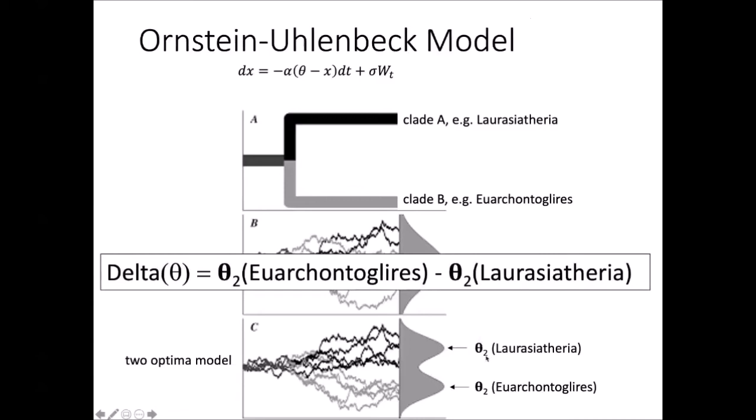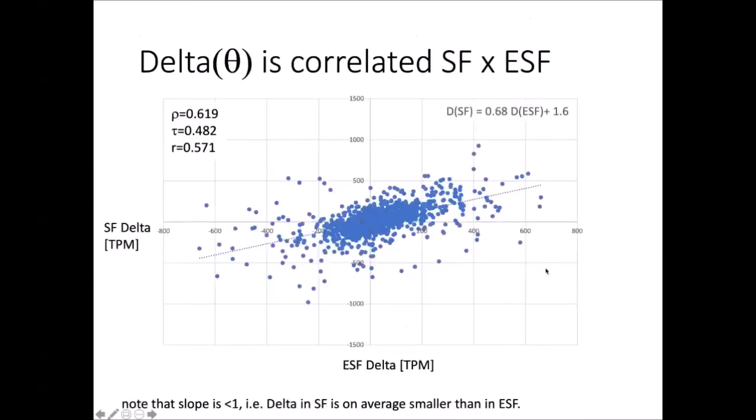And the way we calculate it is that if this is positive, then the expression in the Laurasiatheria is lower. One thing is that these delta values are calculated for the skin fibroblasts and the endometrial fibroblasts, and you also see here a positive correlation in this delta, similar to the correlated gene expression that we found using phylogenetic independent contrasts.